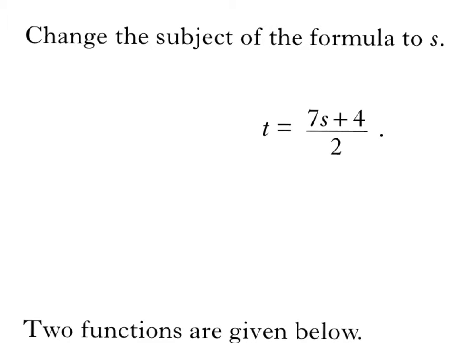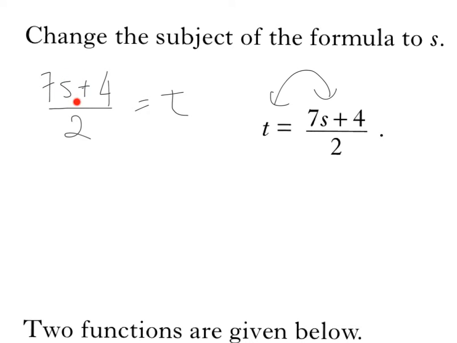So s should be on the left hand side, so a small step to get going is let's swap sides. Instead of t equals 7s plus 4 over 2, let's swap that around. Easy line to get going. 7s plus 4 over 2 is equal to t. At this point, it's just about eliminating things that we don't want from the left hand side, and ultimately we want to finish off with the left hand side just saying s equals.